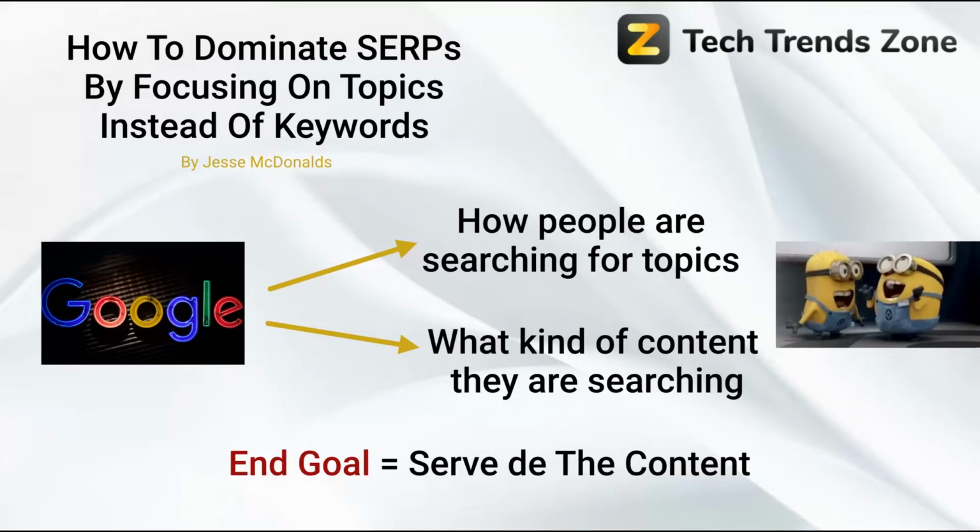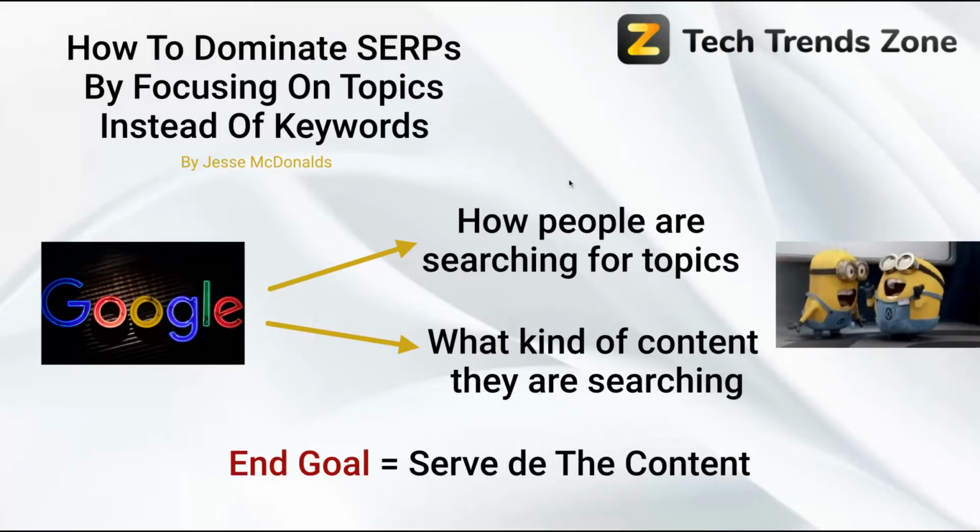Google's algorithm is becoming more intelligent, in a way that it's more humane, or trying to be more humane. Why? To serve you the best content. So Google wants to serve the best content to users. That's why Google needs to think like the users, and Google needs to understand the user's intent to serve the best content. So Google wants to know how people are searching for topics and what kind of content they are searching to achieve that end goal, which would be to serve the best content.